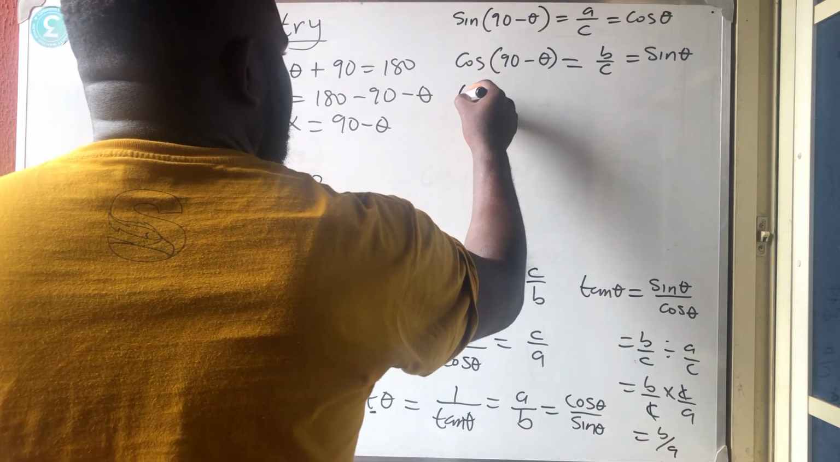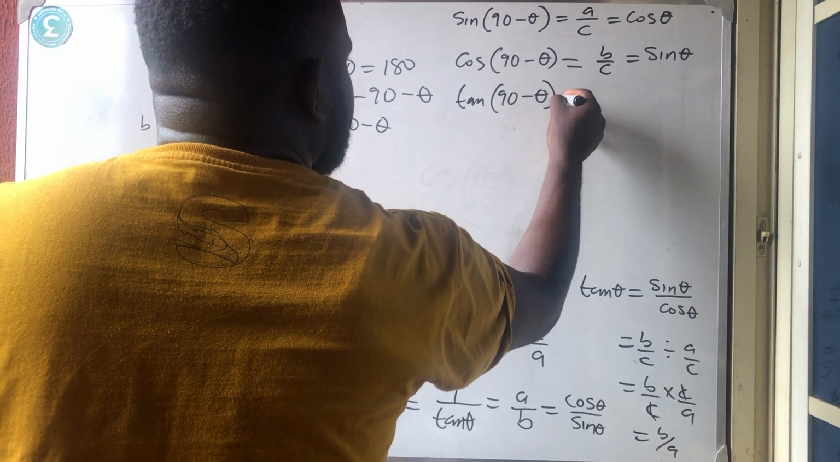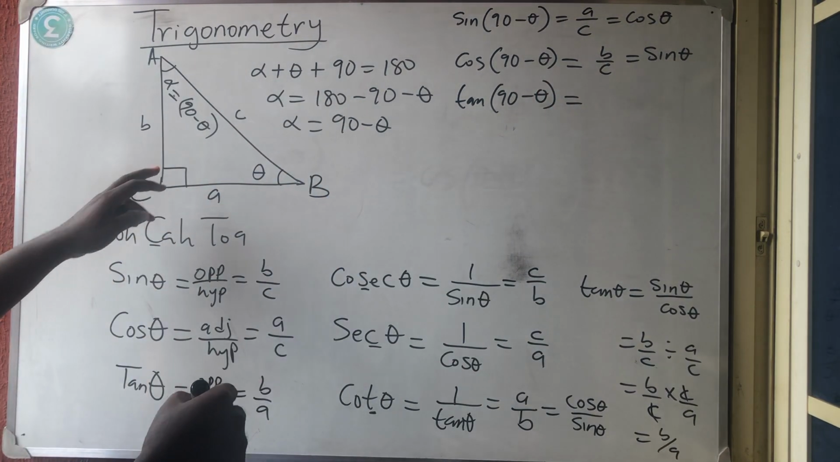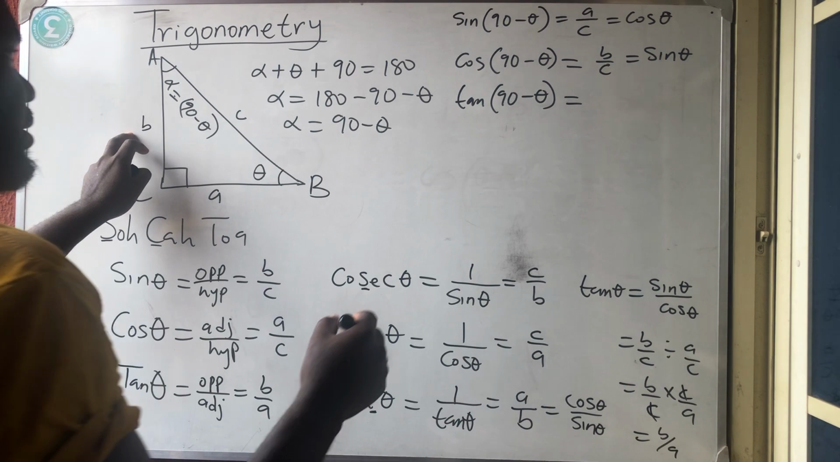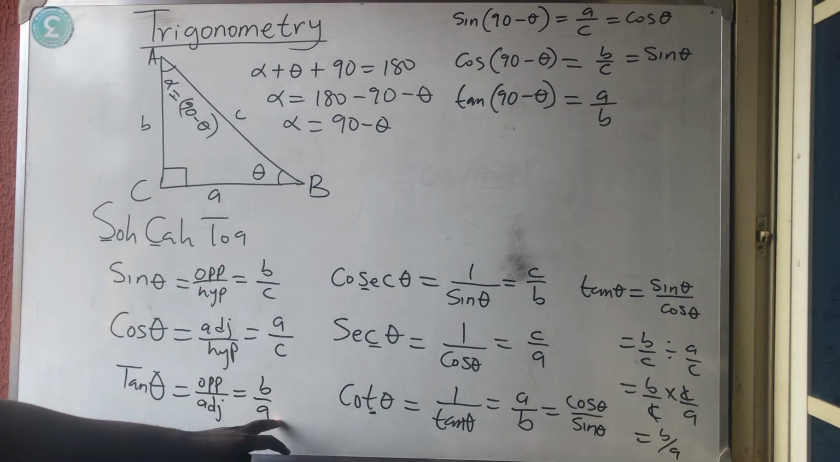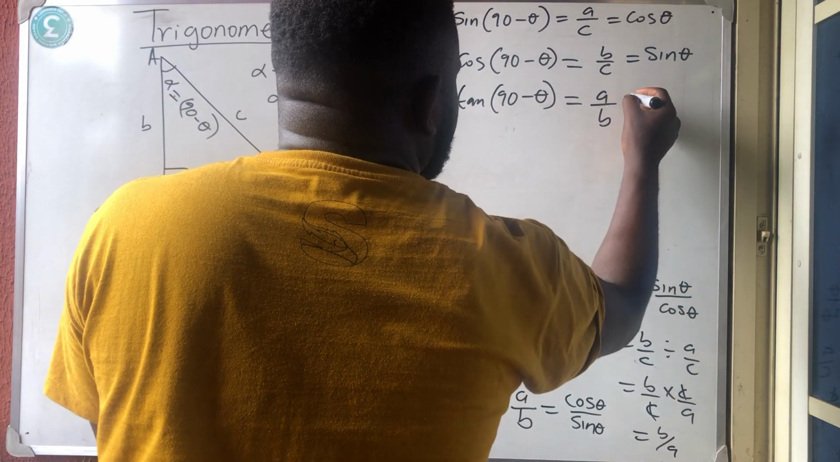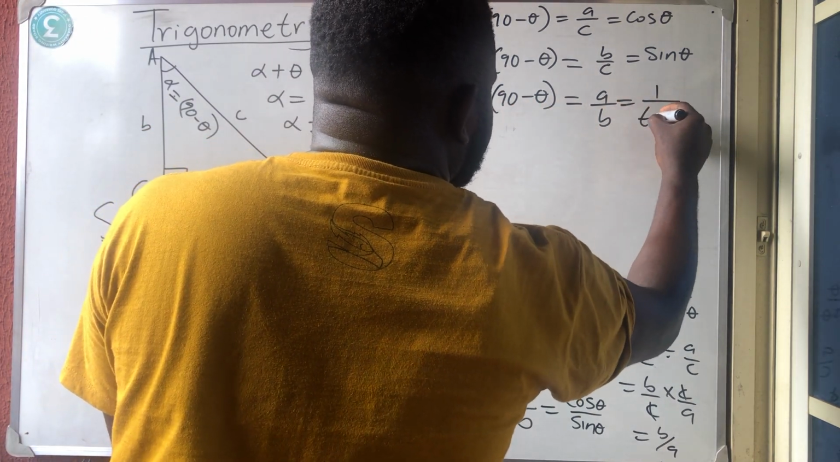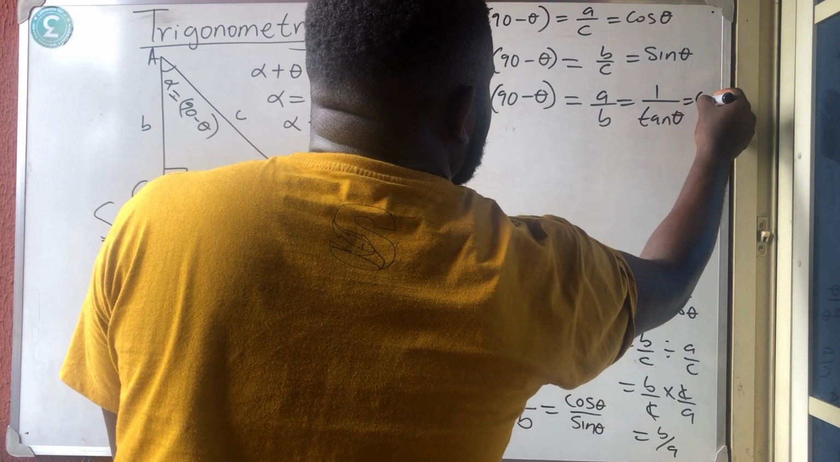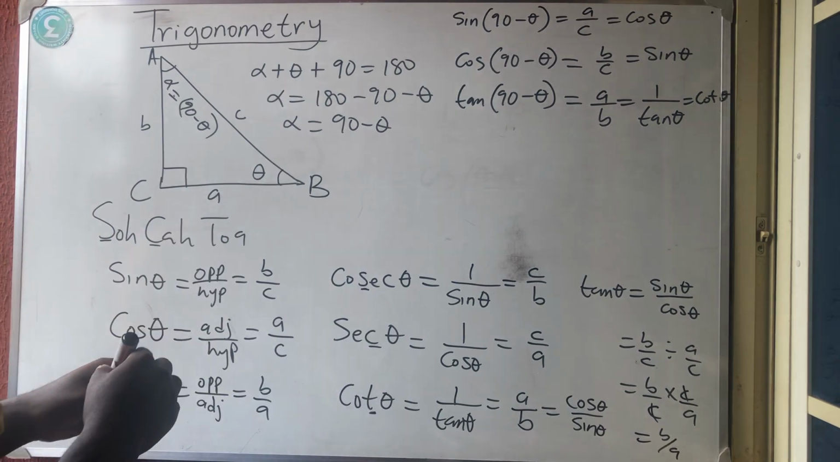So the next one is what? Tan 90 minus theta is equal to opposite over adjacent, which is a over b. And this one we got b over a. So it means the inverse. So tan 90 minus theta is the inverse of tan theta, which is the same thing as cot theta.